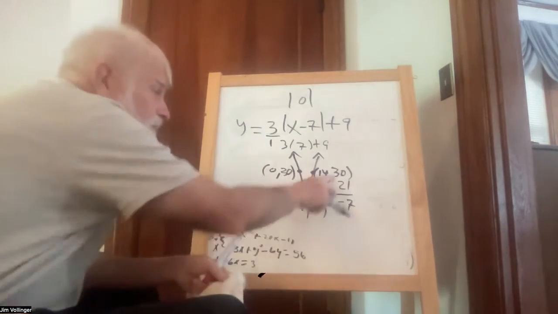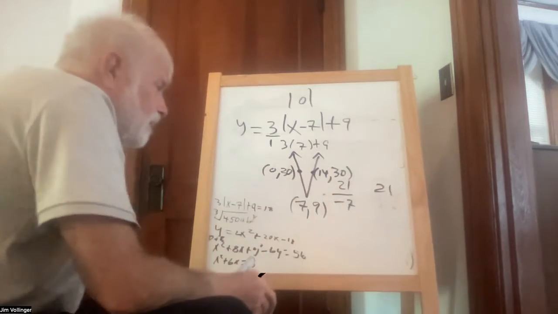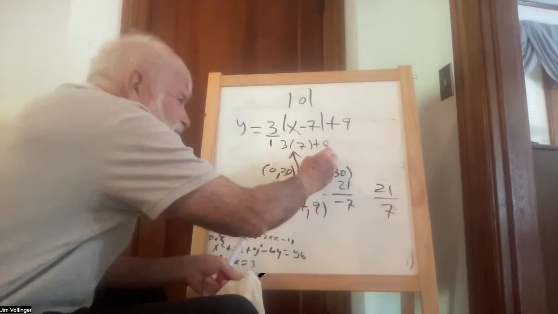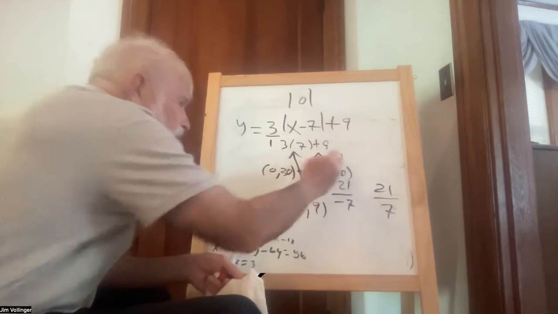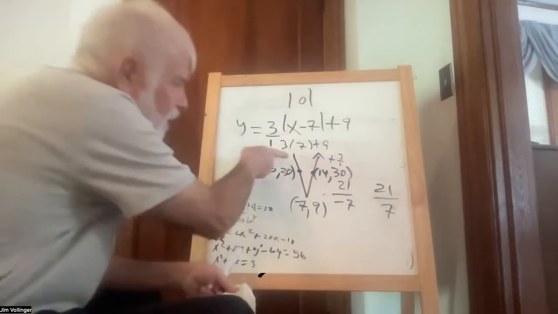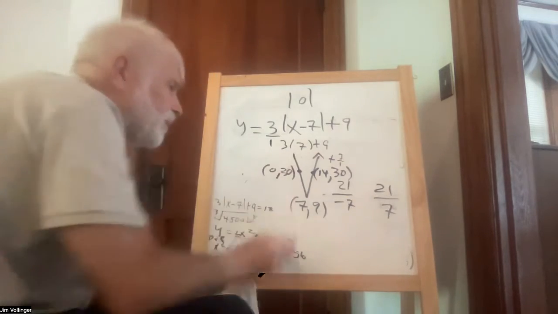How do you get from 9 to 30? Well, you go up 21. How do you get from 7 to 14? You go up 7. Well, that means that this is going up at 3 to 1, whereas this one is going down. And I think that arrow confuses people sometimes. I'm going down at 3 to 1. I'm going up at 3 to 1.